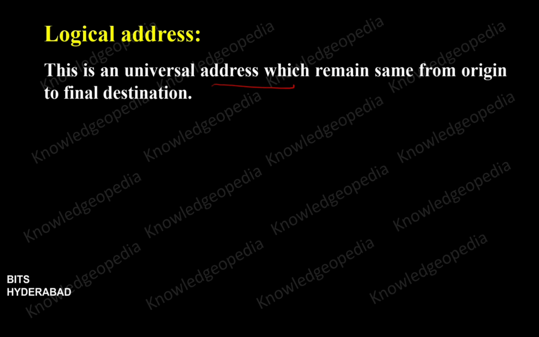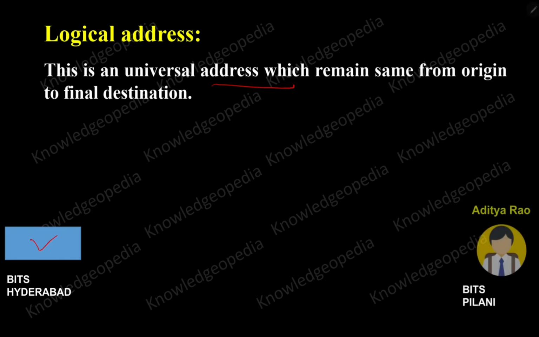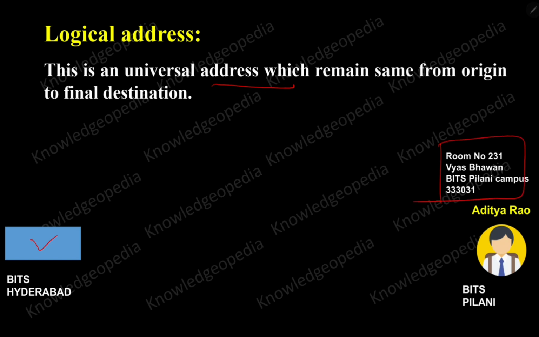Let us take the same example. Now from BITS Hyderabad, I am sending a letter. This is a letter to our friend Aditya Rao. So to send it, what I have to do, here I shall put the address as this. After writing this address on the envelope, I shall post it in the Hakimpet post office. This is nearby BITS Hyderabad campus. Now this will go to Hyderabad main post office.